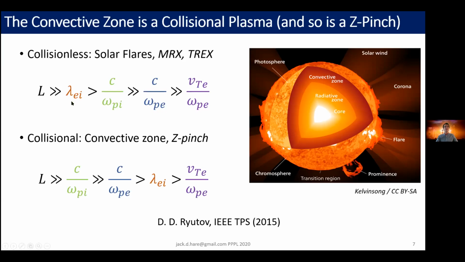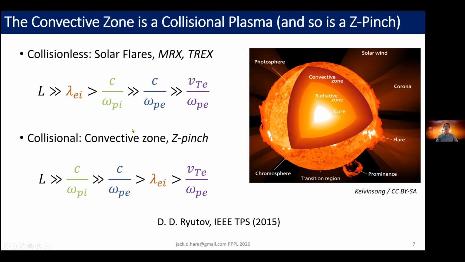And here, the mean free path of the plasma is much larger than other length scales, such as the ion skin depth and the electron skin depth. And these conditions have been well studied in many experiments like MRX, TREX, and of course, now on FLARE. But there are other zones inside the sun which are also interesting.